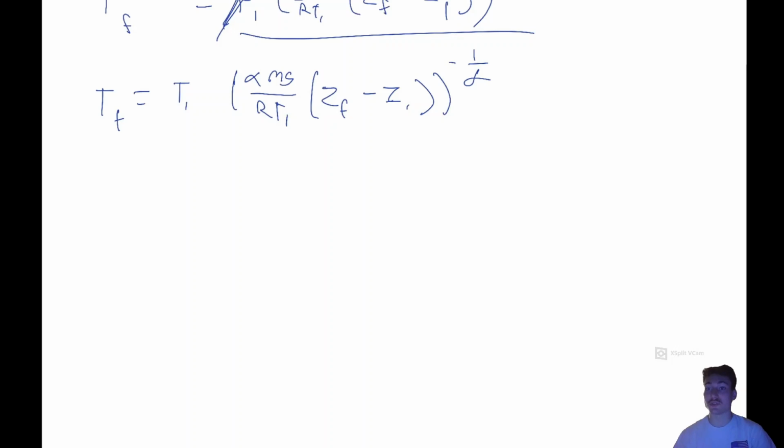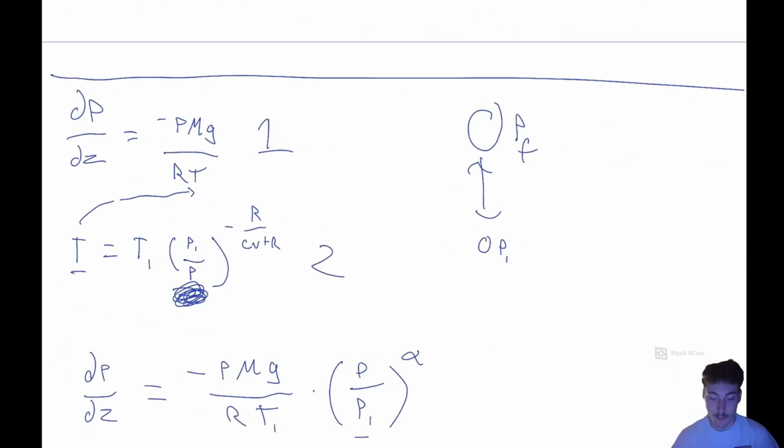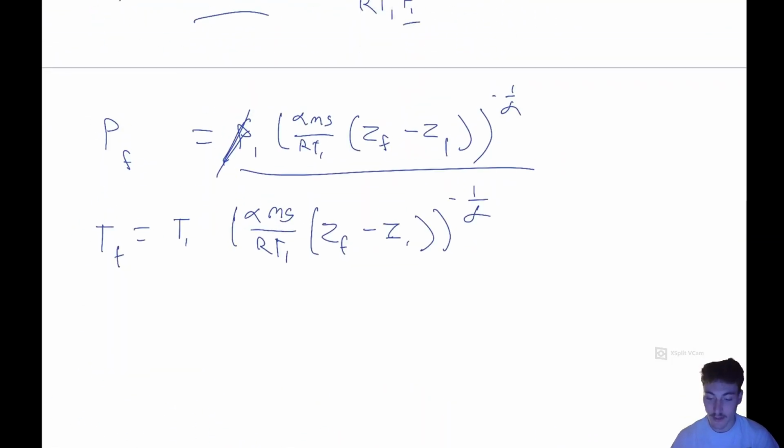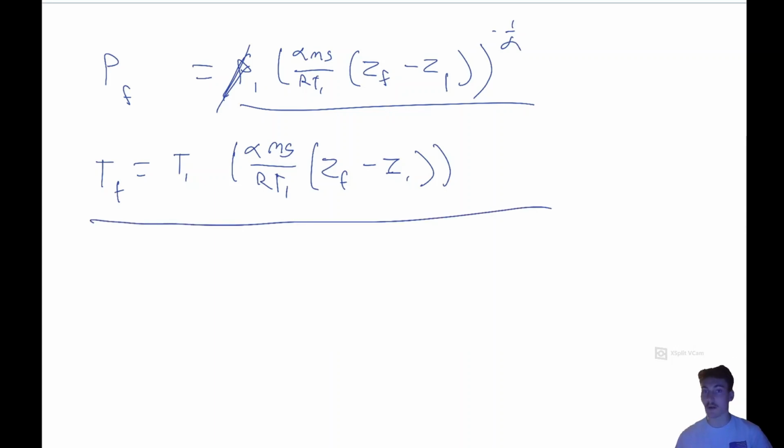So this is all to the negative 1 over alpha, but in the original equation, if we go back up and look, we still have our alpha up there. So if we do that, these will just cancel out, and this negative 1 over alpha goes away. Now we just have this same expression in terms of our final temperature.